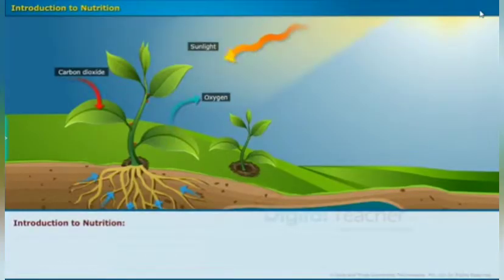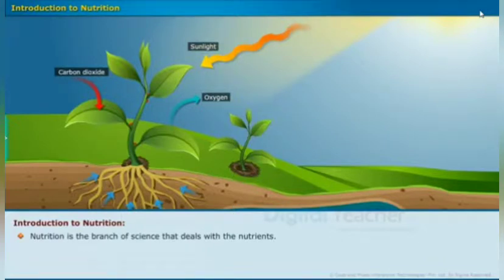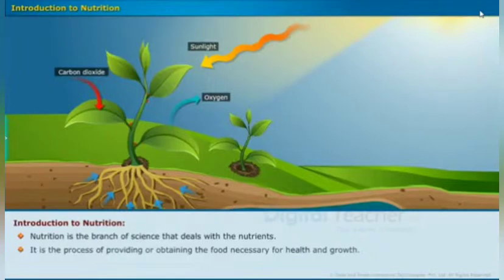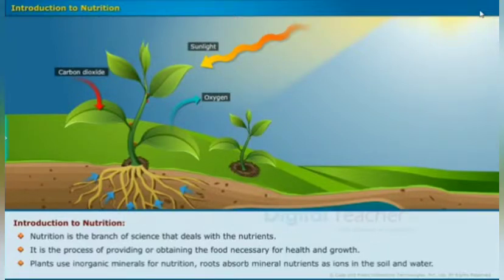Let us know about nutrition. Nutrition is the branch of science that deals with the nutrients. It is the process of providing or obtaining the food necessary for health and growth. Plants use inorganic minerals for nutrition. Roots absorb mineral nutrients as ions in the soil and water.